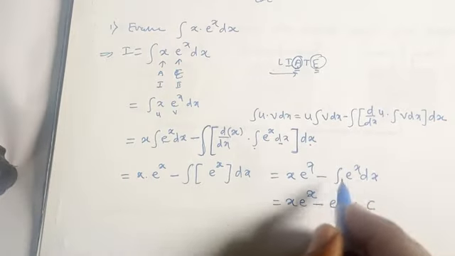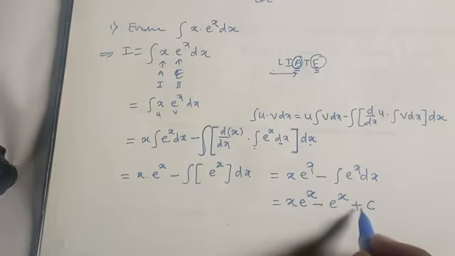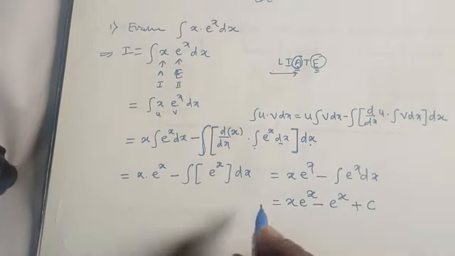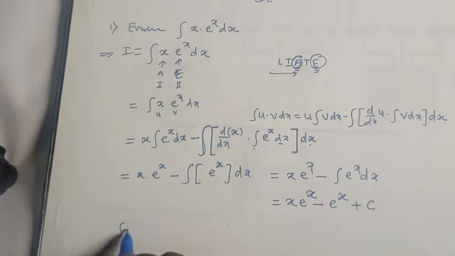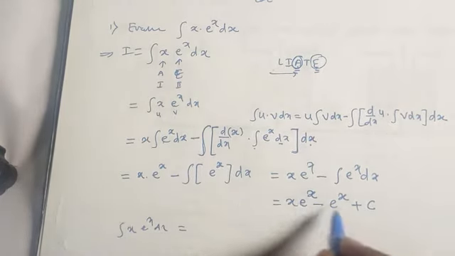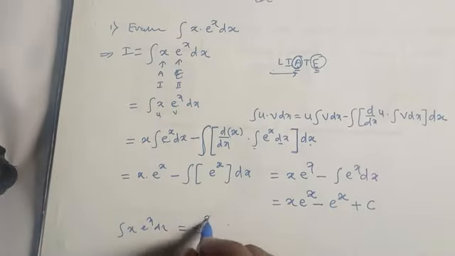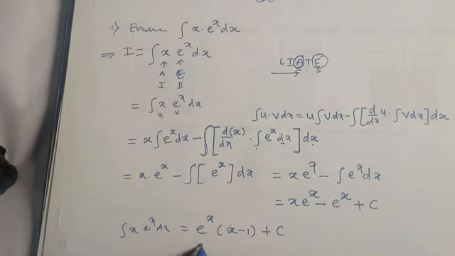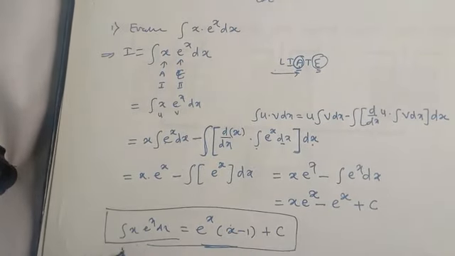After evaluating all integrations, we add the constant of integration c in the last step. So our answer for the integration of x into e raised to x dx is equal to, we can take e raised to x as common, e raised to x into (x minus 1) plus constant c. So this is our final answer for this integration.